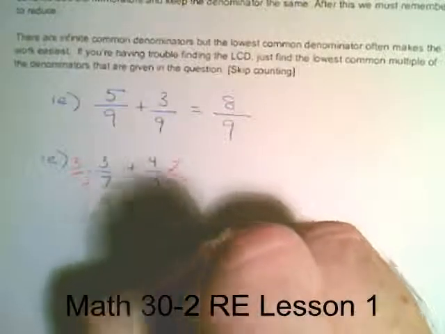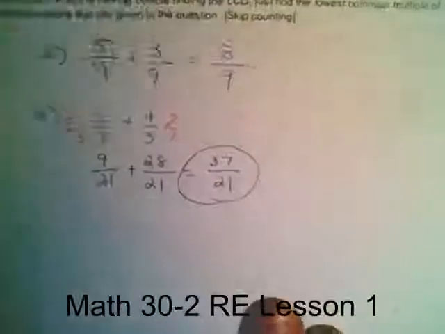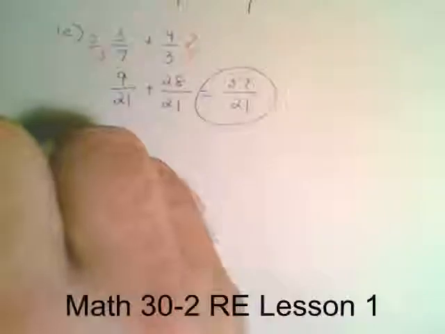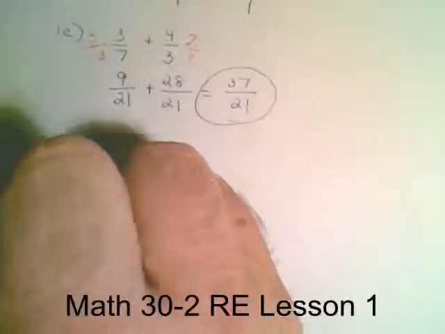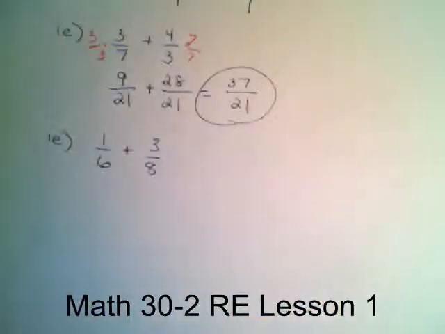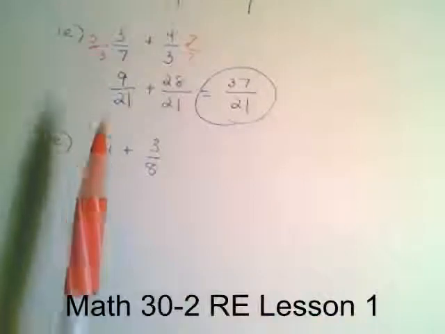Now, I know both these fractions could be simplified, but I don't want to do that right now. I've just done all the work to make them common denominators. I could simplify them, and if I do, I'll end up with those two again, the same ones I started with. So I want to leave them as is. Now I've got a common denominator. I add the numerators. 9 plus 28 is 37 over 21, and we're all said and done.